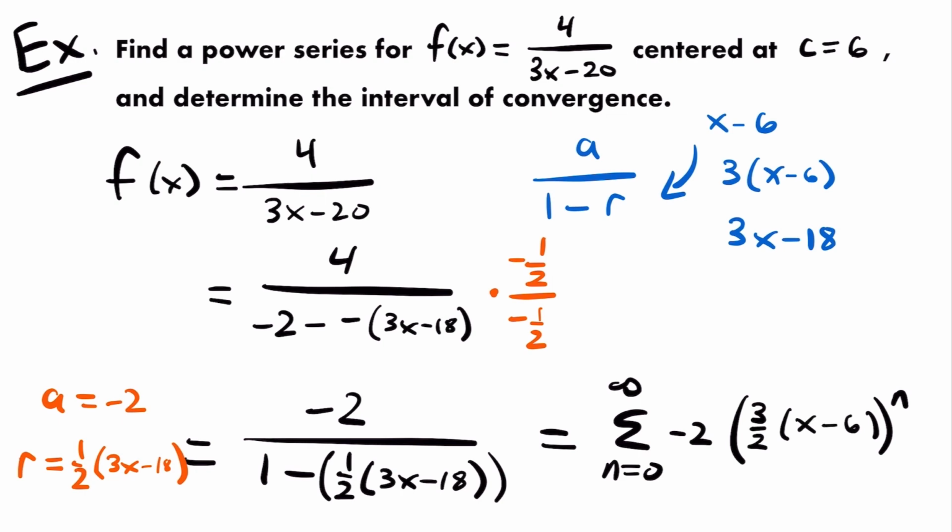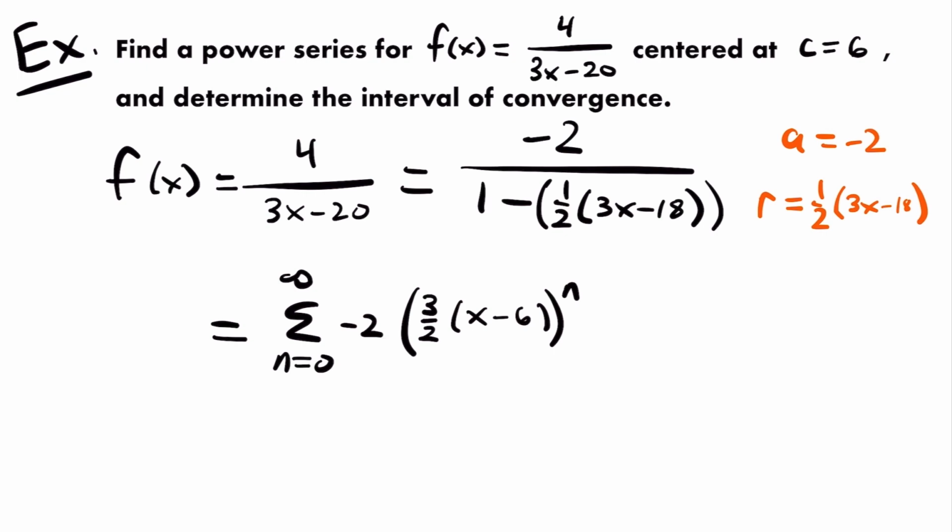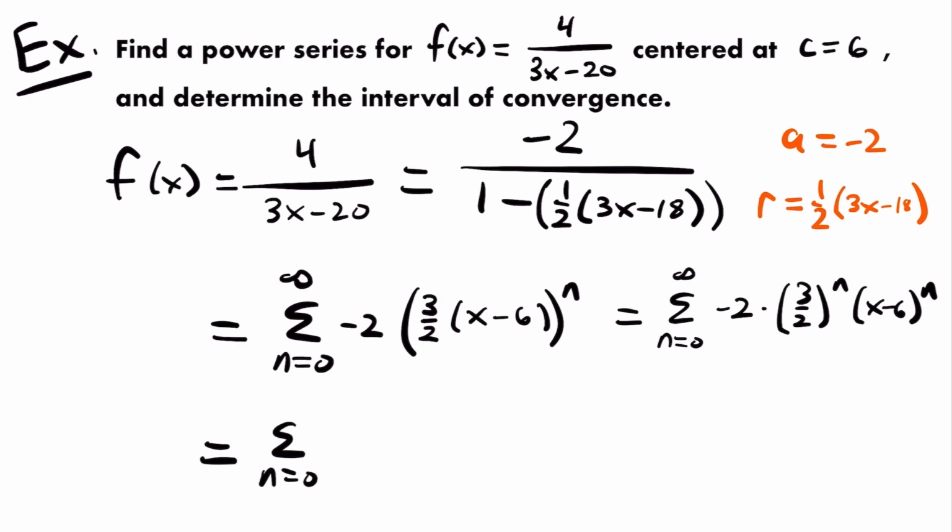And so now if I clean up my work, we can simplify this power series a little bit. I'm going to start by taking 3/2 and x minus 6 to the power of n. And so if I do that, this will be equal to the sum from n equals 0 to infinity of negative 2 times 3/2 to the power of n times x minus 6 to the power of n. All right, and so now we can take 3 to the power of n and 2 to the power of n. So I'll rewrite this again. We'll have the sum from n equals 0 to infinity of negative 2 times 3 to the power of n divided by 2 to the power of n times x minus 6 to the power of n.